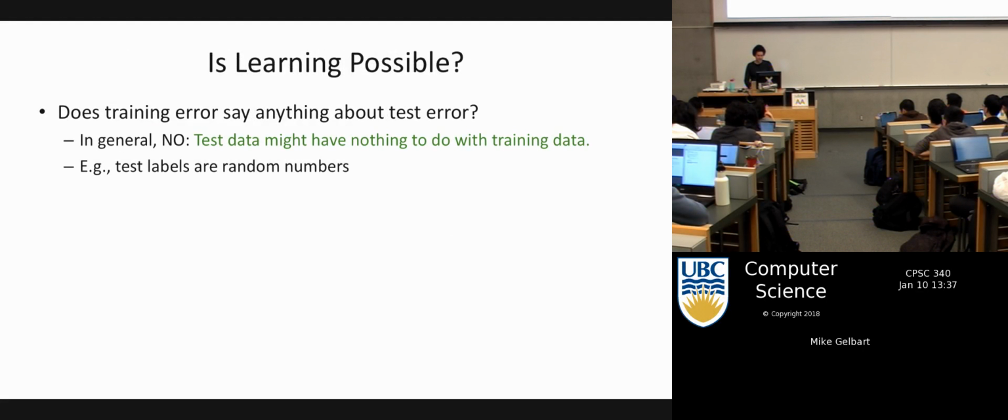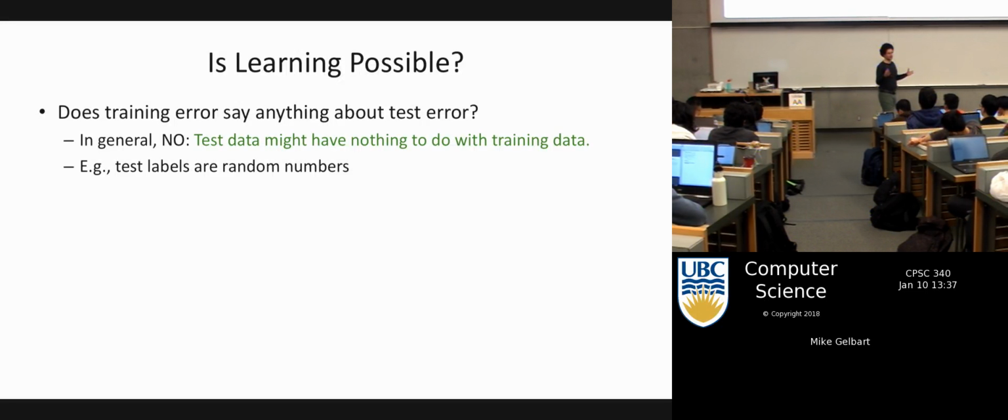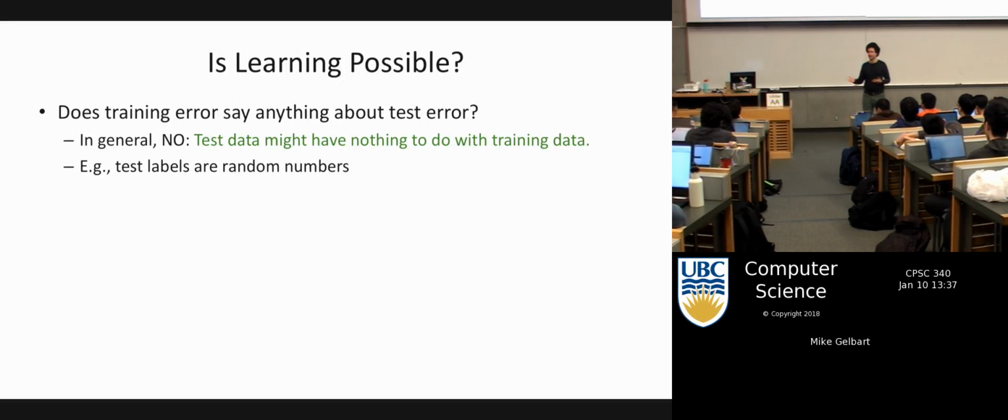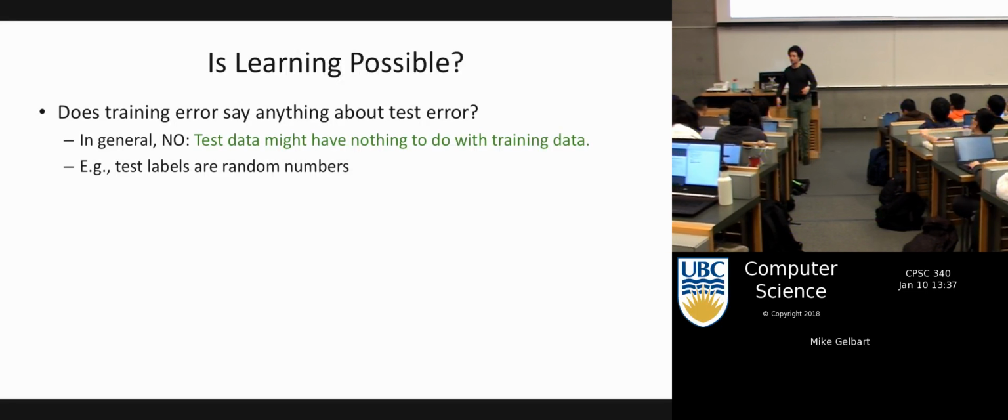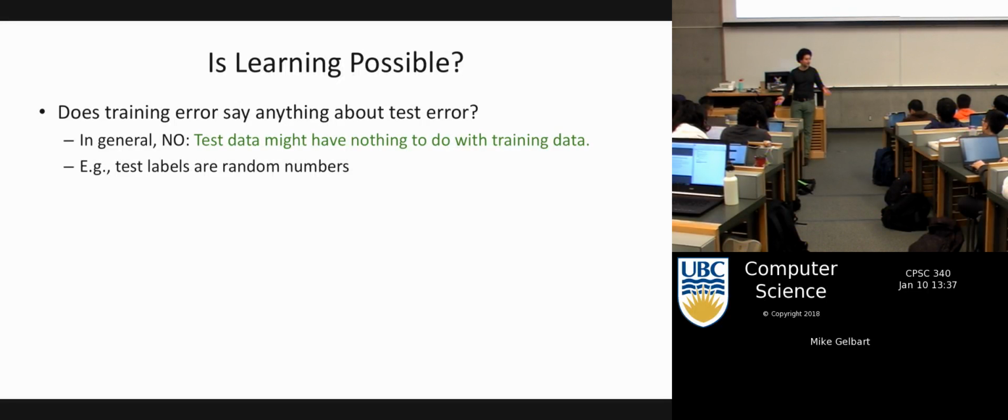So is learning possible? Not always. The whole premise of this is that your training data and your test data are related in some way. If your test data was just random numbers, there's no way you could learn to do well at that, because whatever you learned, it's just random numbers. So how could you predict random numbers? Well, you can't, right?